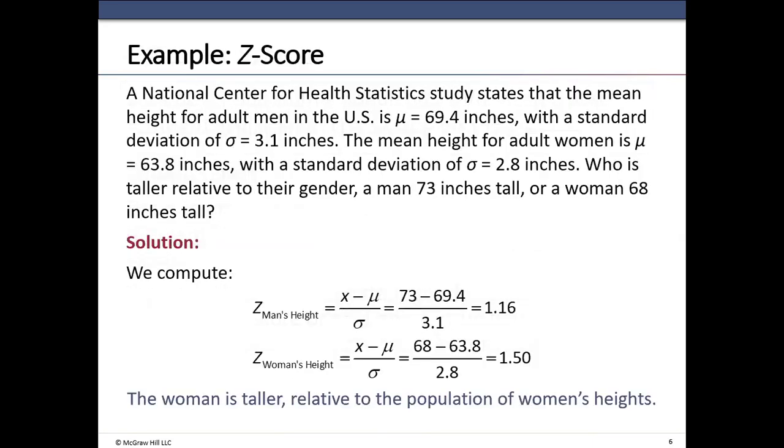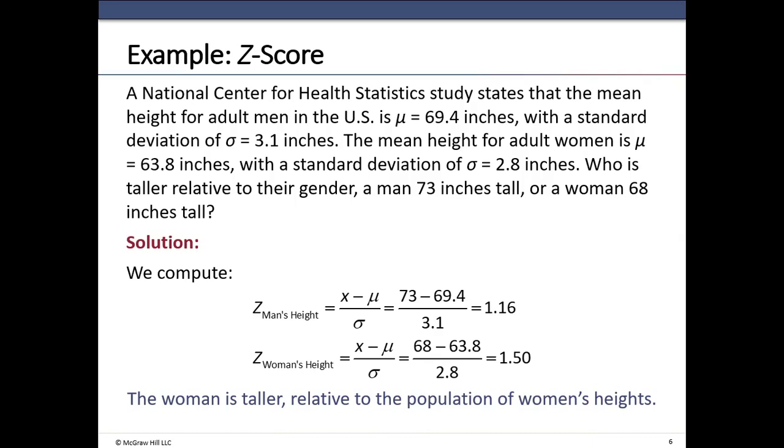The National Center for Health Statistics study states that the mean height for adult men in the US is mu equal to 69.4 inches with a standard deviation of sigma equal to 3.1 inches. The mean height for adult women is mu equal to 63.8 inches with a standard deviation of sigma equal to 2.8 inches. Who is taller relative to their gender? A man 73 inches tall or a woman 68 inches tall?